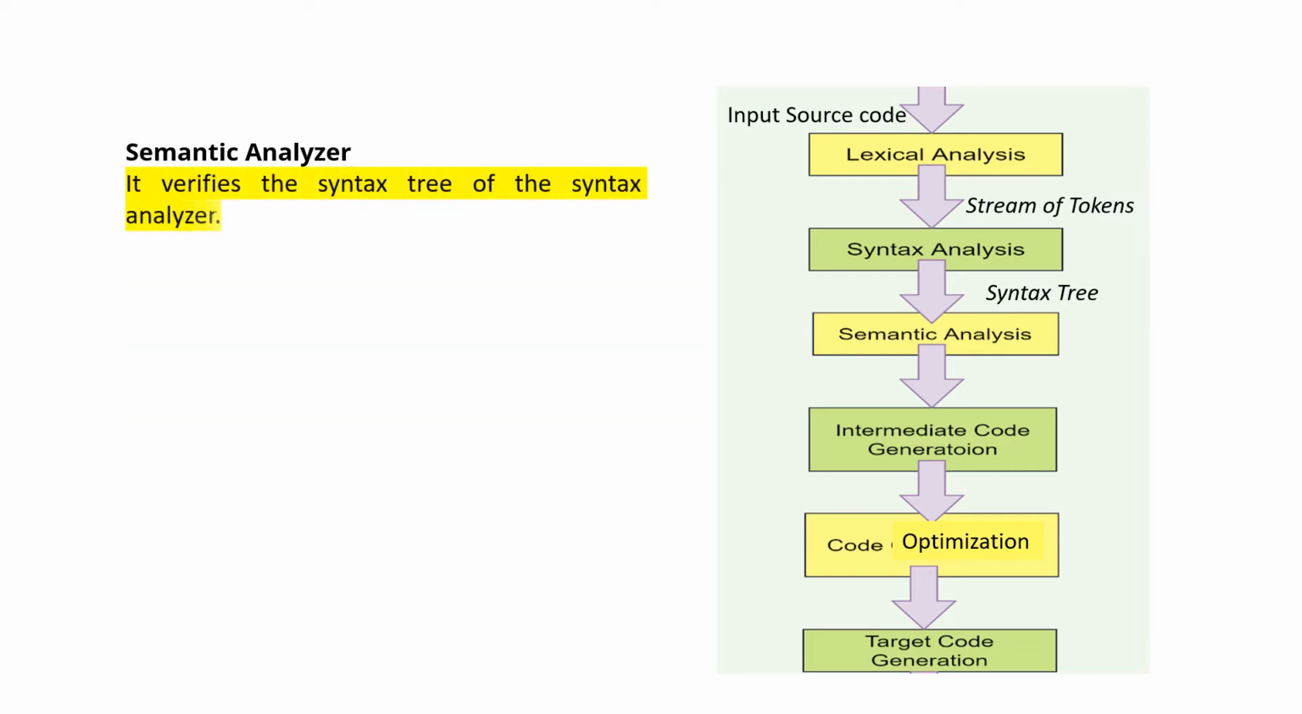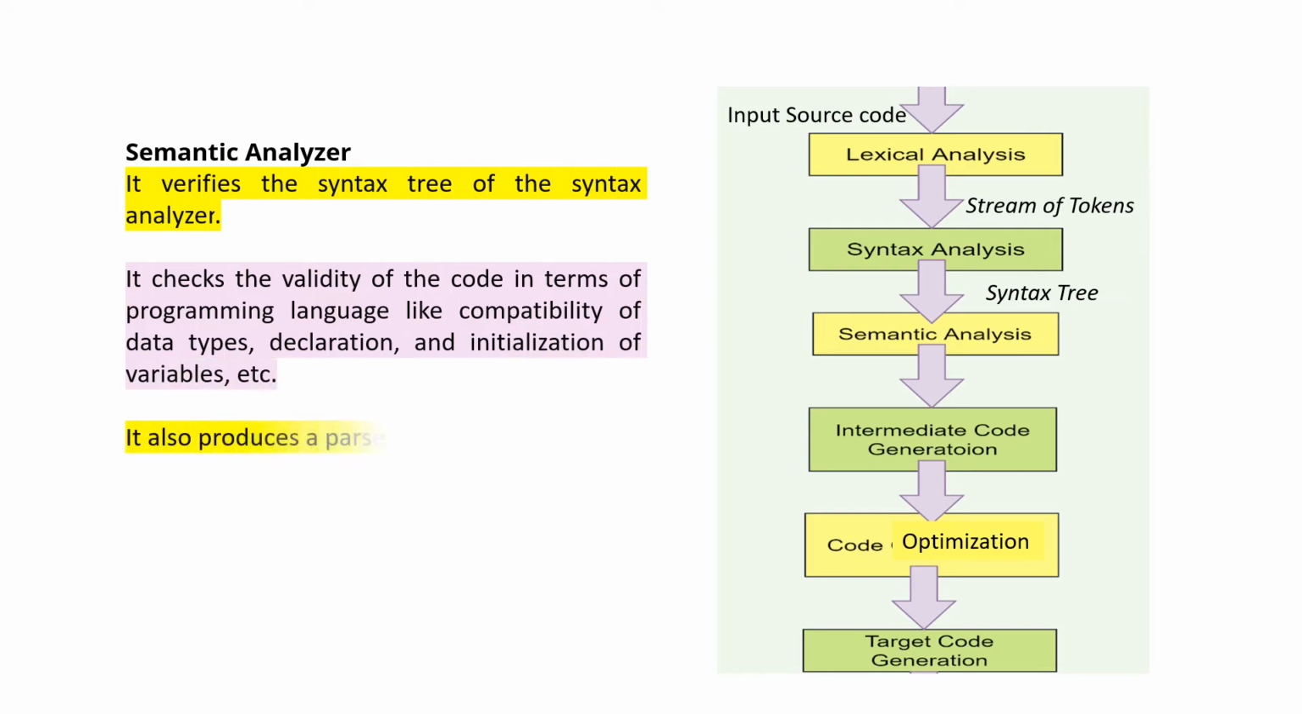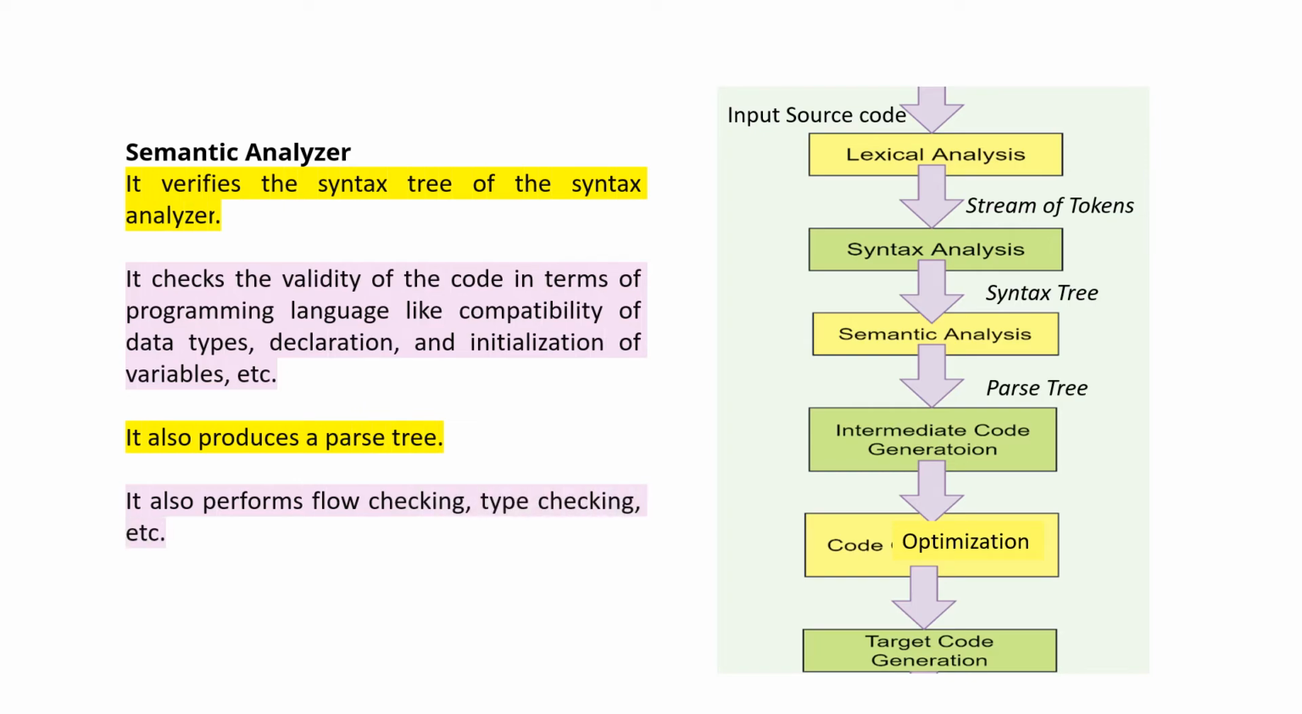Next is the semantic analyzer, and this verifies the syntax tree of the syntax analyzer. That is, it checks the validity of the code in terms of the programming language, like compatibility of data types, declaration, and the initialization of variables, etc. This produces a parse tree as its input. It also performs float checking, type checking, etc.